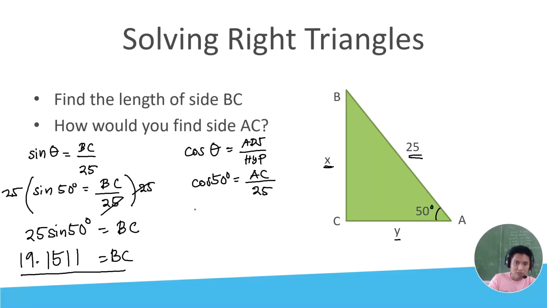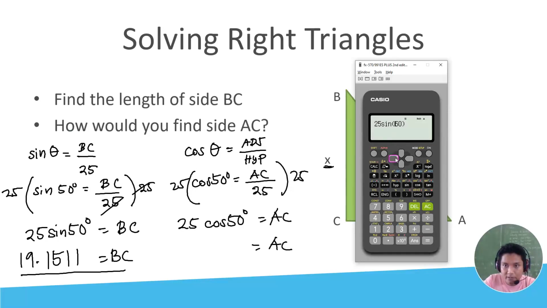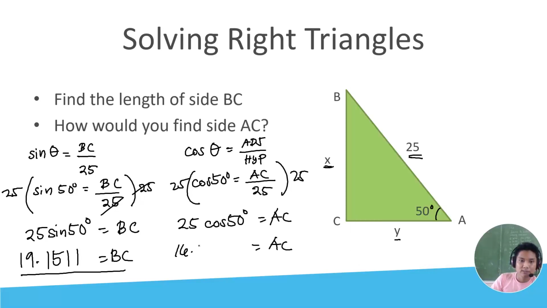Therefore, multiply both sides by 25. Cosine 50 degrees times 25 is equal to AC. Compute. Just change the trigonometric function to cosine. 16.0697, if we use four decimal places.